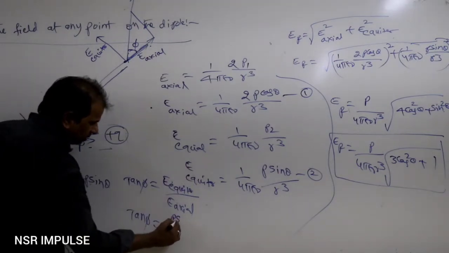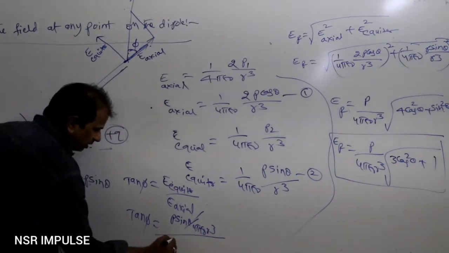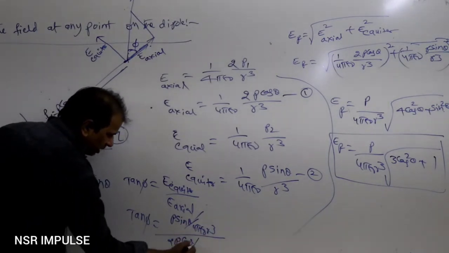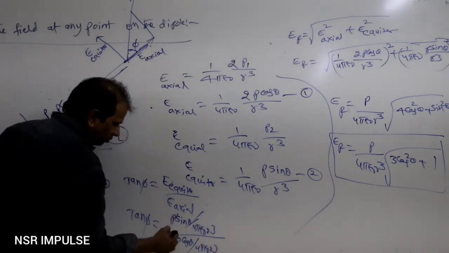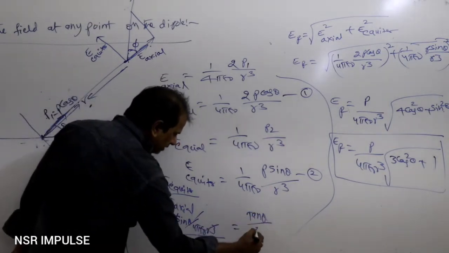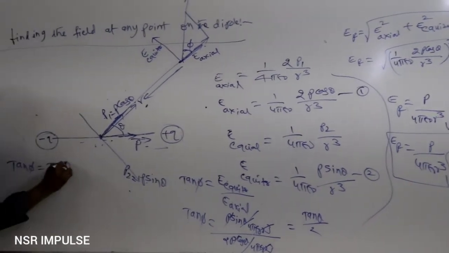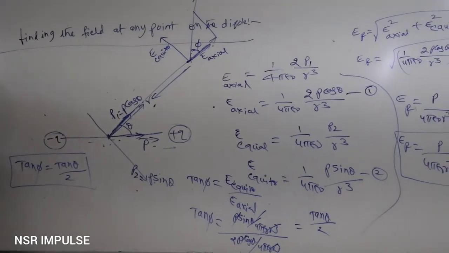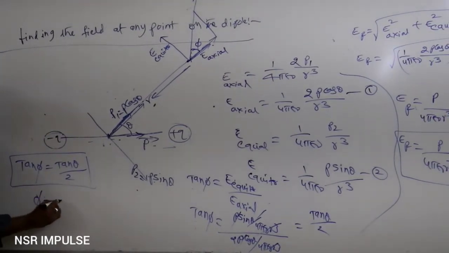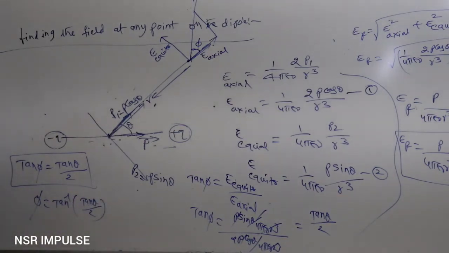The equatorial line field is P sin theta by 4 pi epsilon naught r cube, and the axial line field is 2P cos theta by 4 pi epsilon naught r cube. So these common factors cancel out. Sin theta by cos theta gives tan theta by 2. So tan phi is equal to tan theta by 2. This is the angle: phi is equal to tan inverse of tan theta by 2. This is the angle made by the resultant field with that particular axial line field.